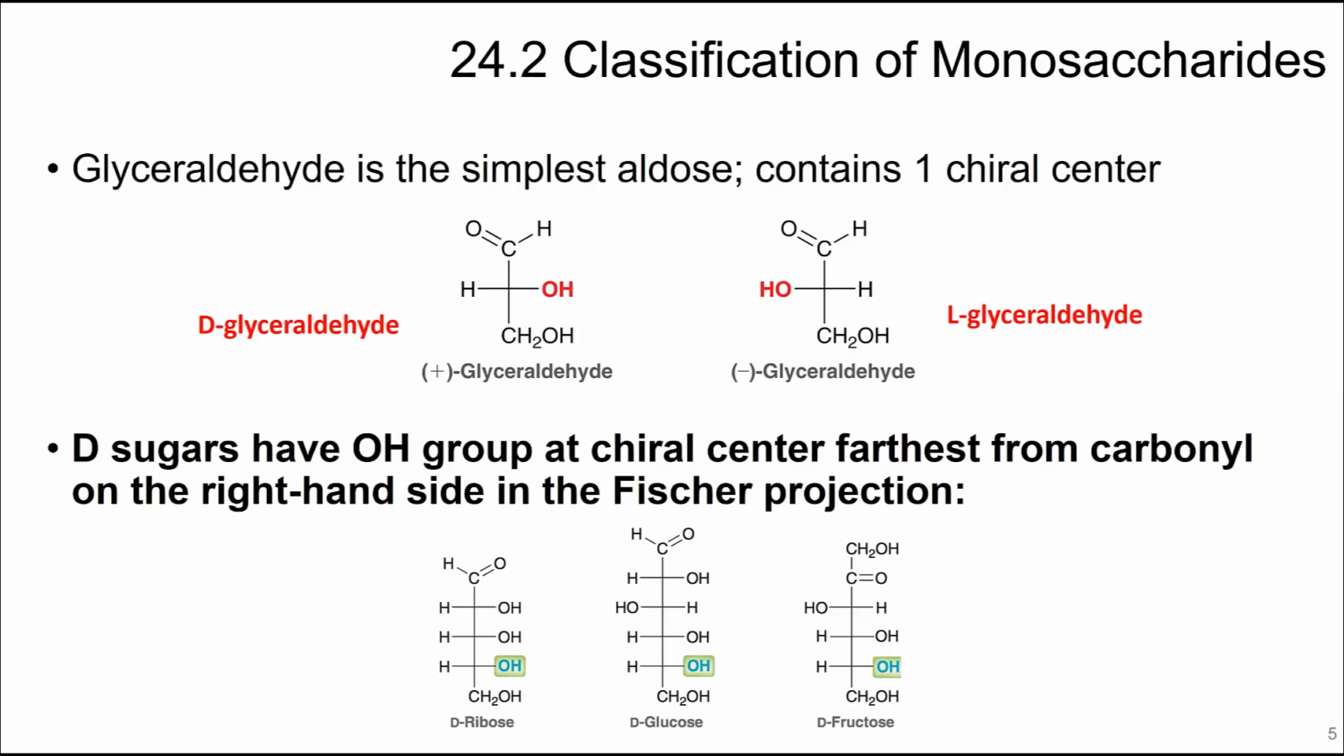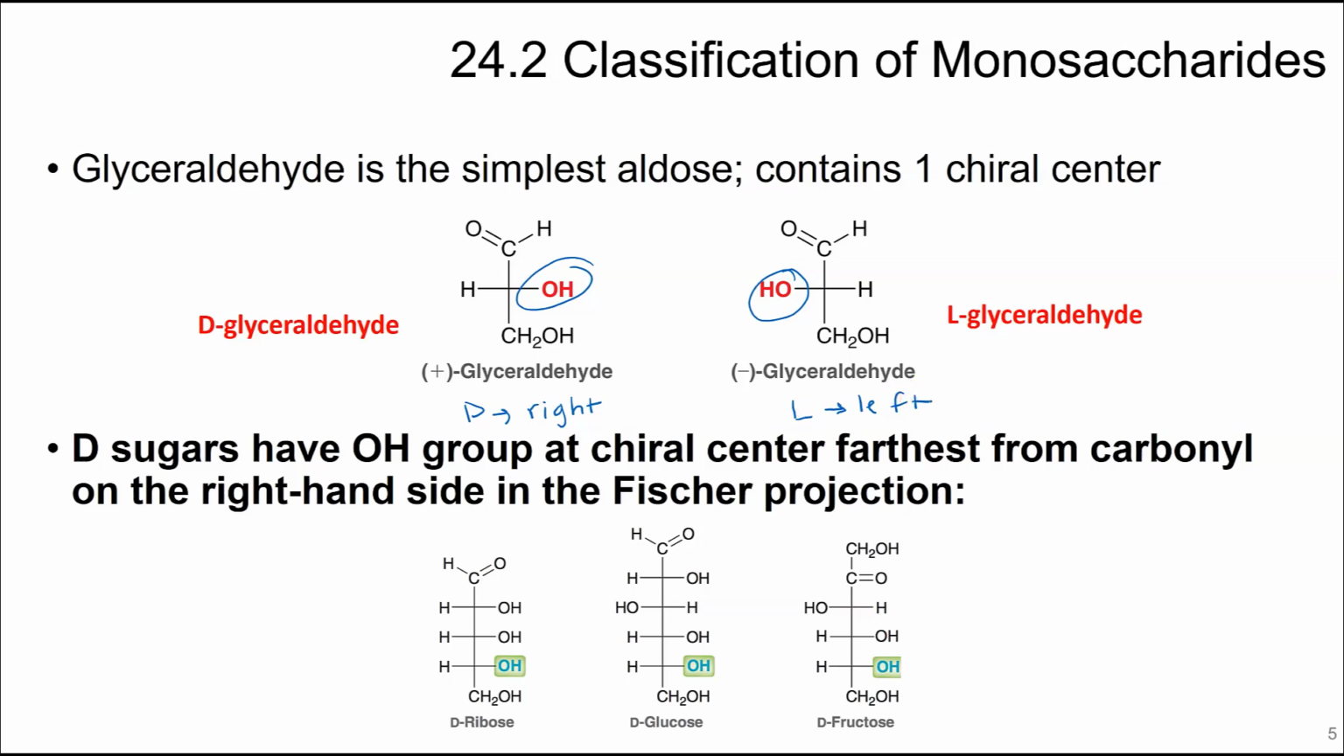Glyceraldehyde is the simplest aldose. It has one chiral center. This one here on the left is D because the OH group on the last chiral carbon is on the right side. So D is for right. And L-glyceraldehyde has the OH on the left side.